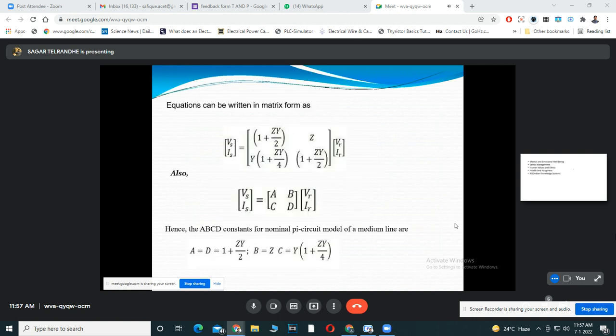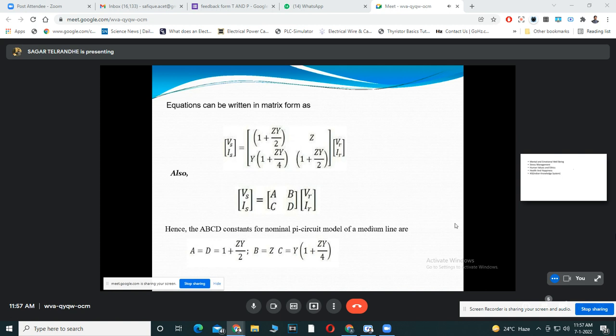Equations can be written in matrix form as Vs upon Is is equal to [1 plus ZY by 2, Z; Y (1 plus ZY by 4), 1 plus ZY by 2] times VR upon IR. By comparing it with the standard equation, Vs upon Is is equal to [A B; C D] times VR upon IR, we find that the constants A and D are the same, that is 1 plus ZY by 2, B is equal to Z, and C is equal to Y (1 plus ZY by 4).